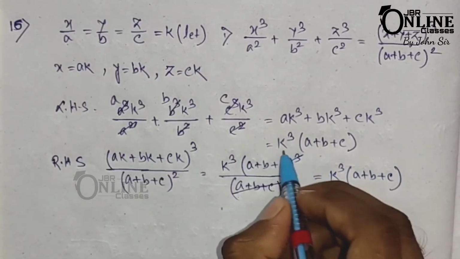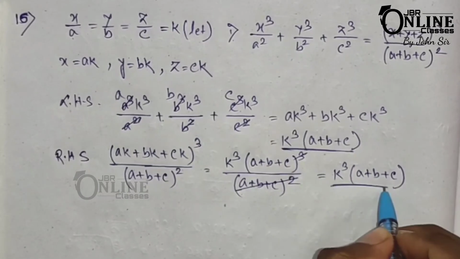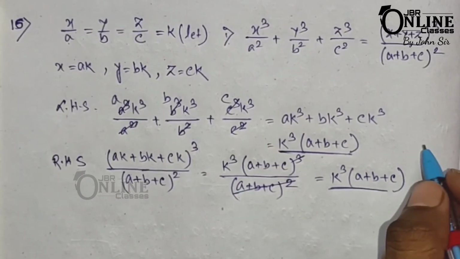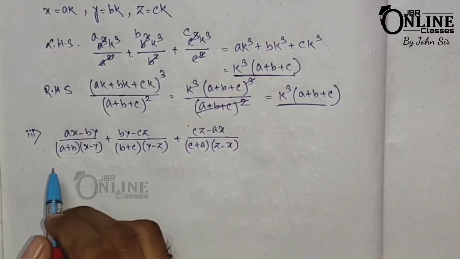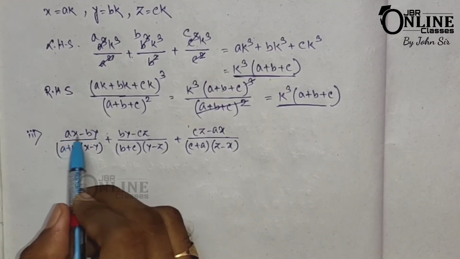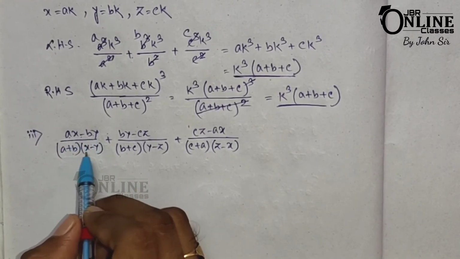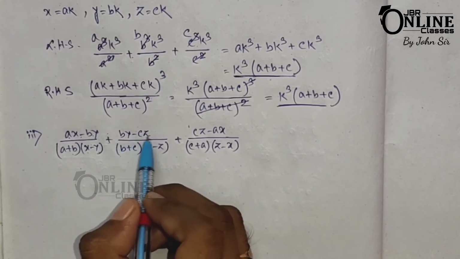So the left hand side is this one, the right hand side is this one. That means left hand side equals right hand side. It's proved.